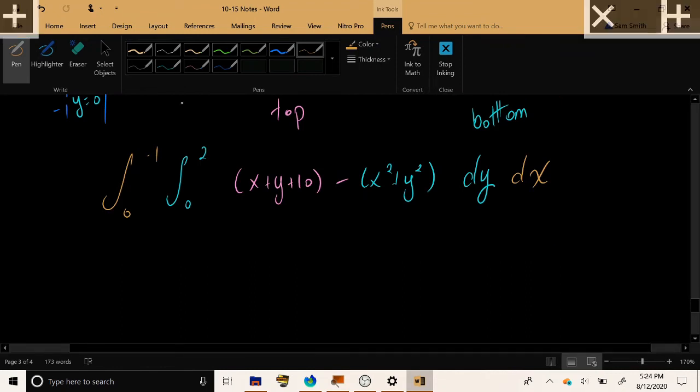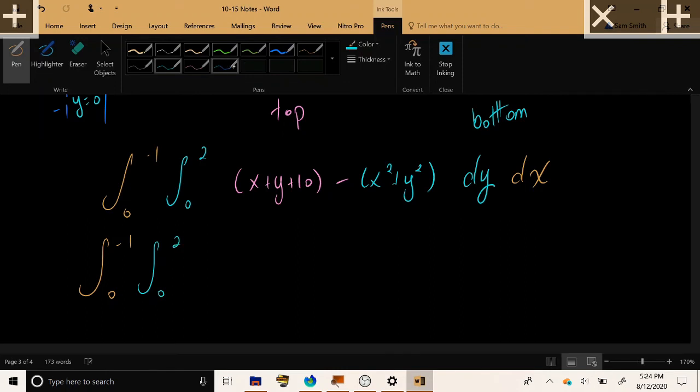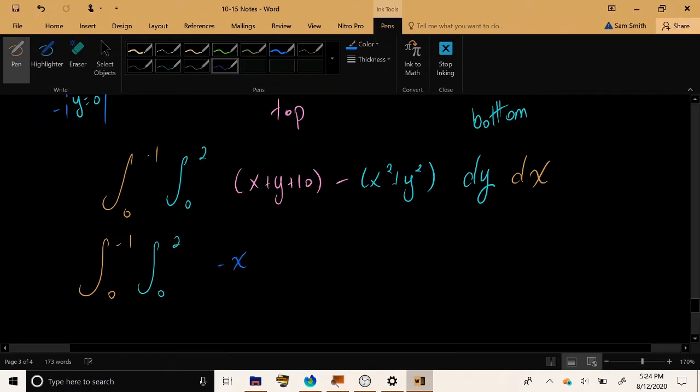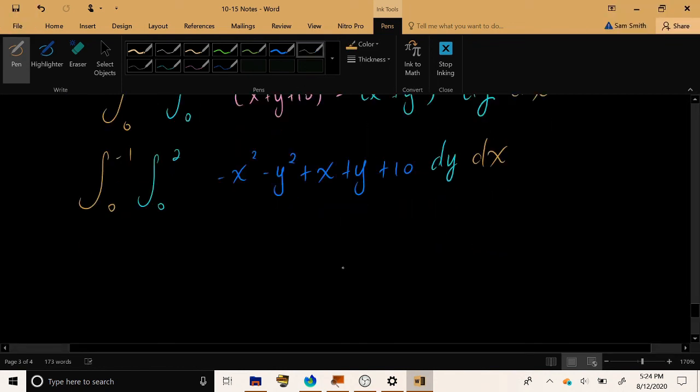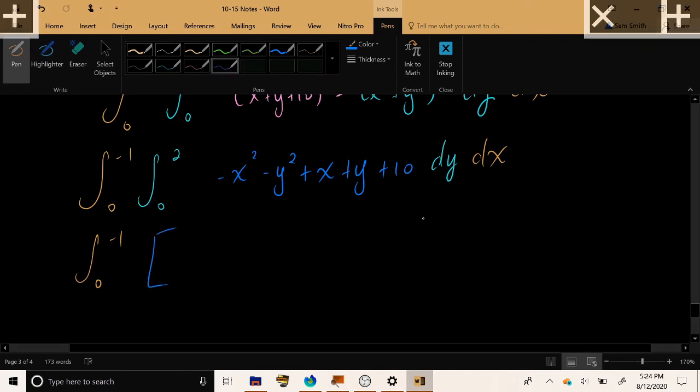Okay, now let's simplify the integrand just a little bit. The integral over x, the integral from 0 to 2, and let's just clean this up. We have negative x squared, negative y squared, plus x, plus y, plus 10, first with respect to y, and then with respect to x. Alright, working from the inside out, we have the integral over x, and then let's take the antiderivative with respect to y.